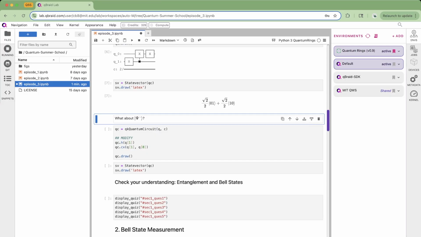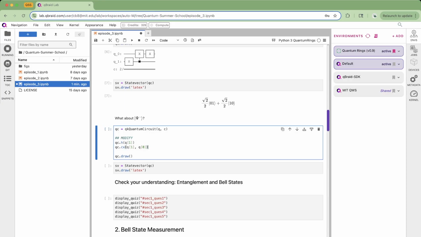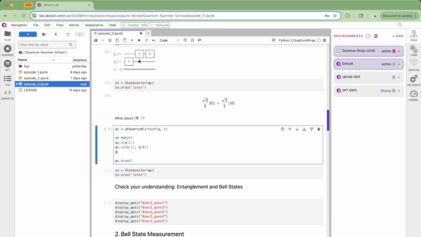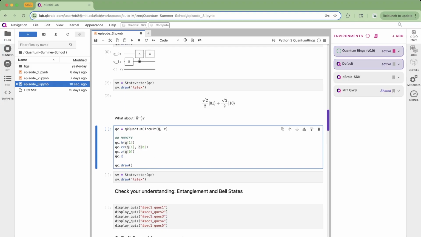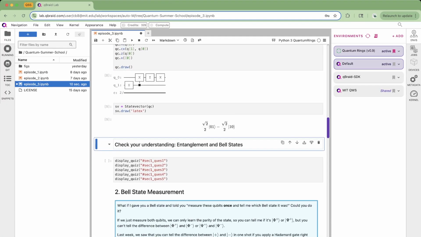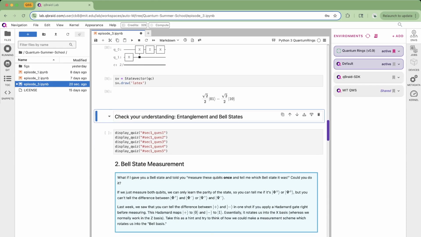Okay, what about psi minus? So now we need odd parity and a phase. So let's think about how to do this. We want a phase on this second state here, second ket. And so we have to think carefully about the order in which we apply things. So we can first flip the phase of the second state and then apply an X gate on Q0, which is the second bit here. Okay, and then there's some quiz questions here if you want to check your understanding.